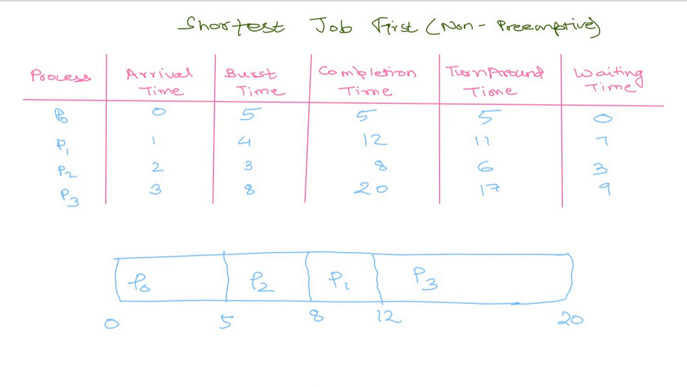Now let's talk about the average turnaround time and average waiting time. The average turnaround time would be the sum of all these 4 divided by 4, so that comes to 39 by 4. And then the average waiting time would be the sum of all these 4 divided by 4, so that comes to 19 by 4.